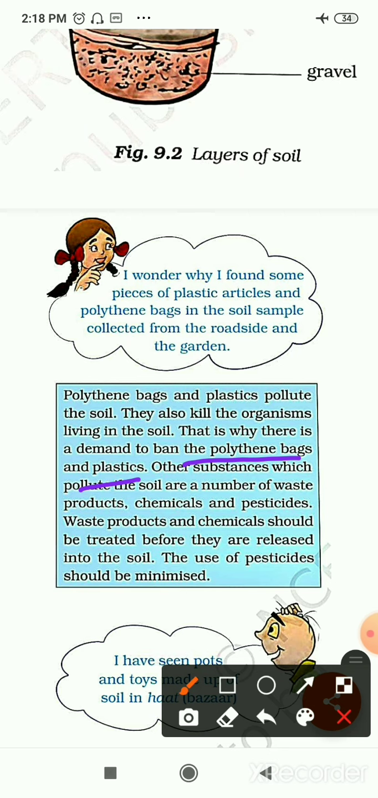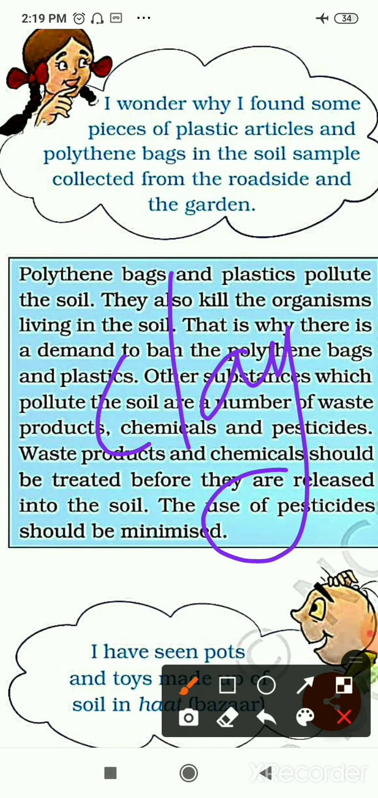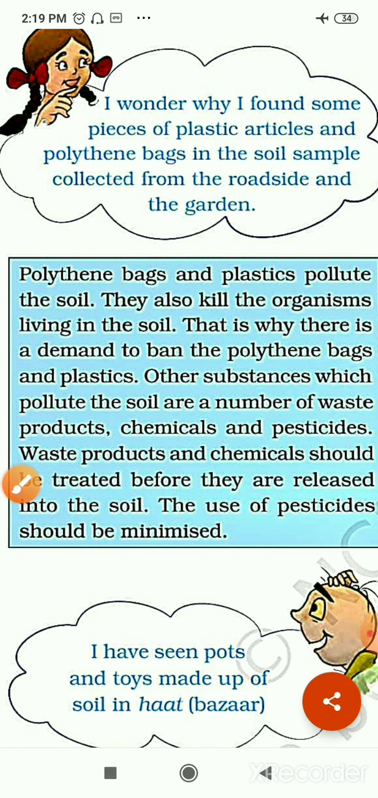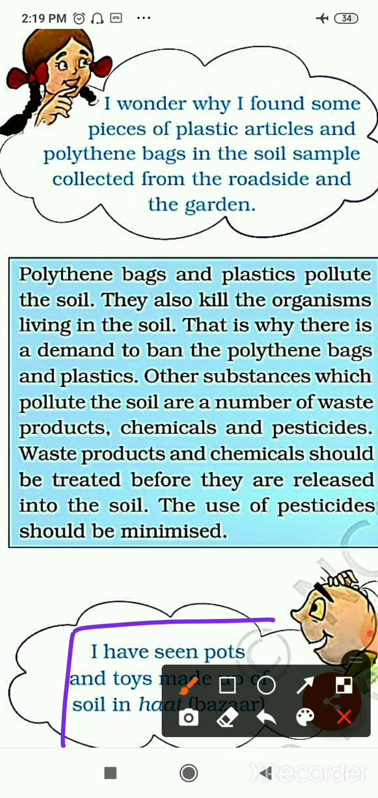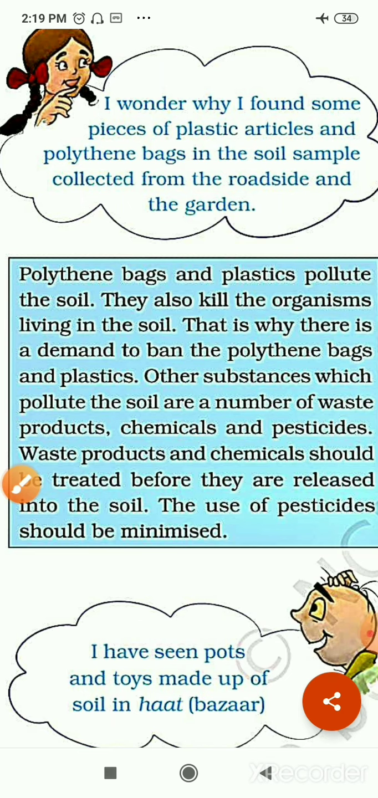We use this clay soil for making toys and pots because it absorbs the water and retains the water, and when we make it, it is easily stretchable also, we can mold it into different shapes. That's why clay is used for making pots and toys which are sold in the markets, right?